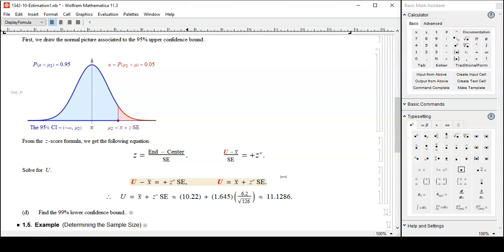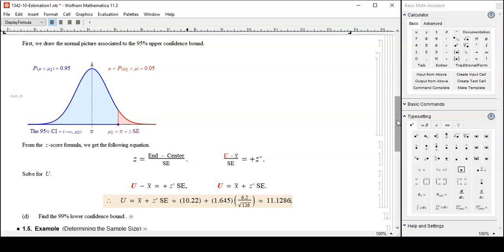All right, we have a new formula here. X bar plus z star times SE, and z star you have to look up. 95% here, 5% there, and look up 95. And it was pushed between 1.64 and 1.65, right? So you get 1.645 as my z star value. So you have it, and then run your calculation there.